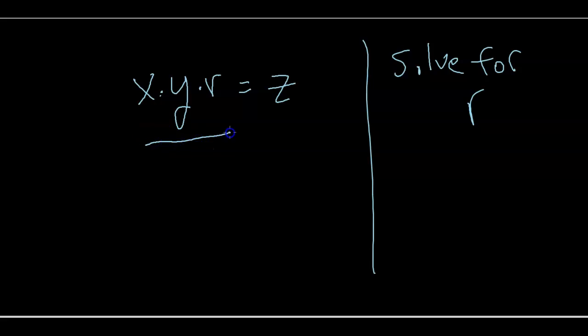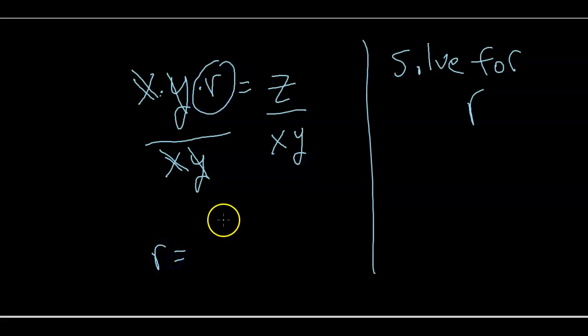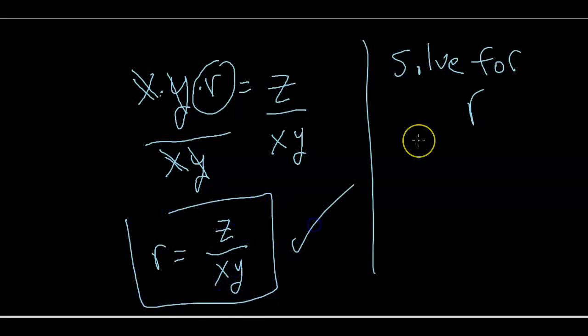So let's just divide by x times y. We can certainly divide by x times y. That's going to cancel out both the factors x and y at once. We have to do the exact same thing on the right-hand side. So finally, we do have r by itself, and what does it equal? It equals z divided by x times y. That's a perfectly valid solution to a literal equation.